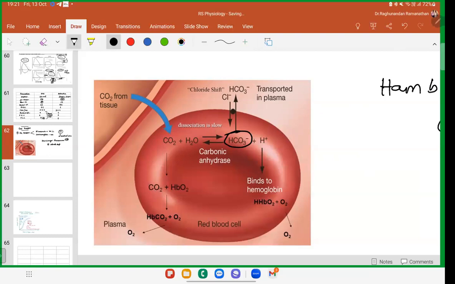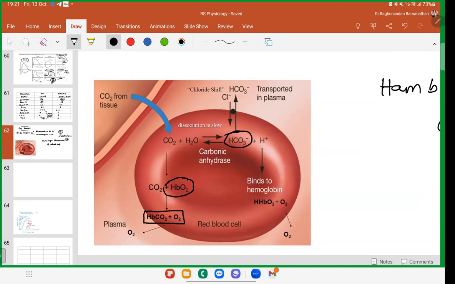So you have two types of phenomena which can occur here. Your carbon dioxide can combine with the oxygenated hemoglobin, HbO2, and give you HbCO2. Hemoglobin binds with your carbon dioxide and oxygen is released, and this oxygen can go into the plasma. Otherwise, the carbon dioxide adds with your water in the presence of carbonic anhydrase and forms HCO3 minus plus H plus. The H plus binds with the hemoglobin, and again, once it binds with the hemoglobin, oxygen dissociates. All of this is basically for oxygen dissociation.